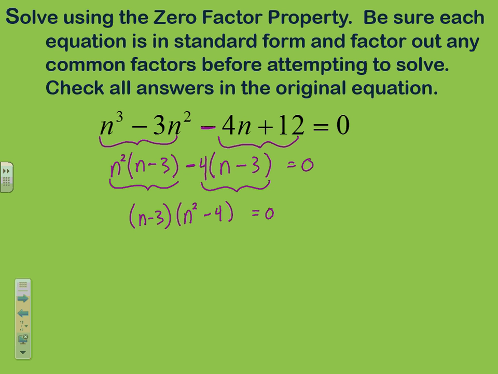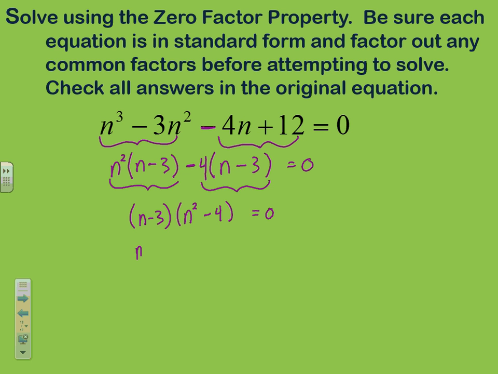So now we have what looks like two different factors set equal to 0, and everything is multiplied. So now we can start setting things equal to 0. At this point, the n minus 3, the factor on the left, we're going to just set that equal to 0 and be done with it. The one on the right, the n squared minus 4, we can treat one of two ways. Like we saw in the last example, this is a difference of two squares, so we can break it up that way, or we can just set n squared minus 4 equal to 0 and solve with a square root. So I'm going to just go ahead and do that.